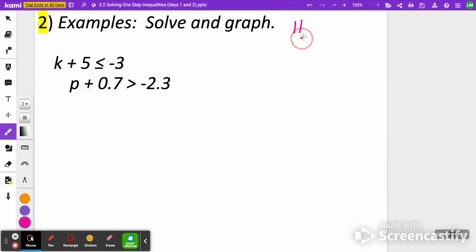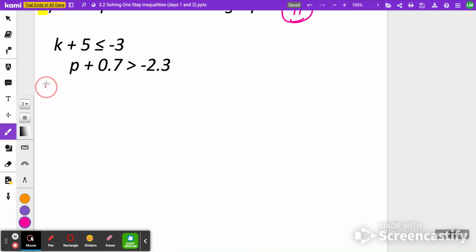Let's go ahead and pause the video, copy these down, try them, and when you're ready to check them, click play. All right, we're going to focus on k plus 5 is less than or equal to -3 first.